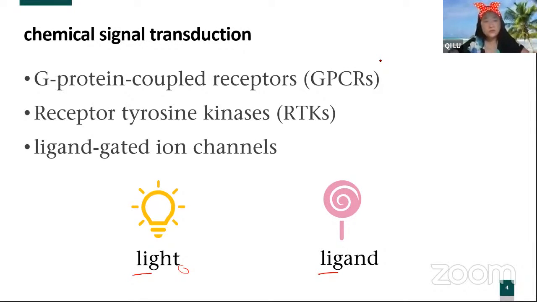Generally, chemical signal transduction uses G protein coupled receptors, receptor tyrosine kinases, and ligand-gated ion channels, and these are all involved in chemical signal transduction. Yeah, and so we need to still go through and take a look at that.